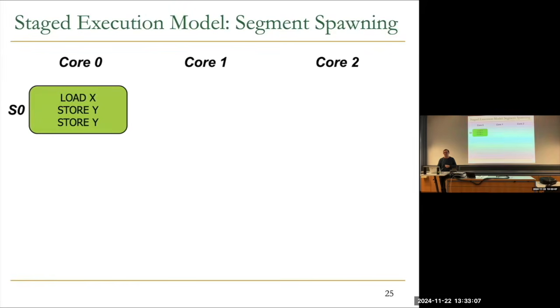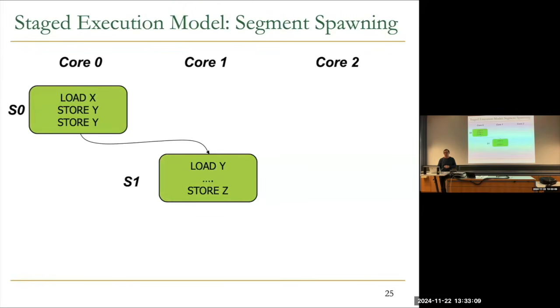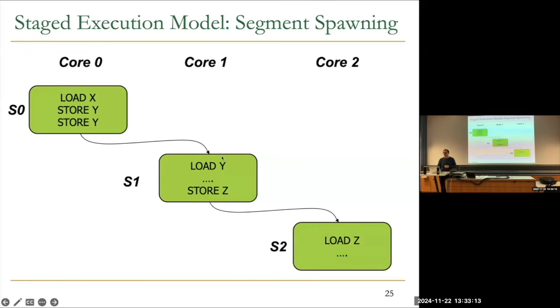When you execute segment 0, when you get to the end, maybe you spawn segment 1 on core 1. You spawn segment 2 on core 2. It's going to be very similar to ACS very soon. But pipeline parallelism is also kind of like this. Maybe you don't necessarily have a spawn instruction.